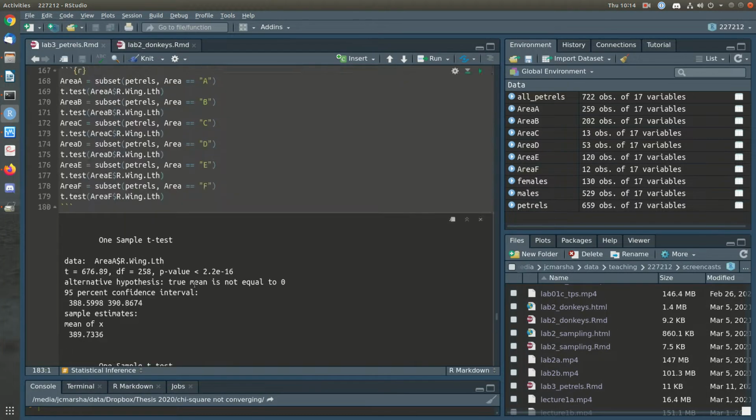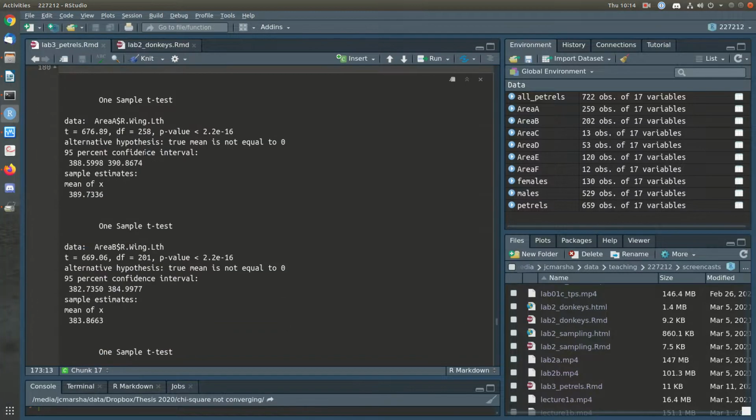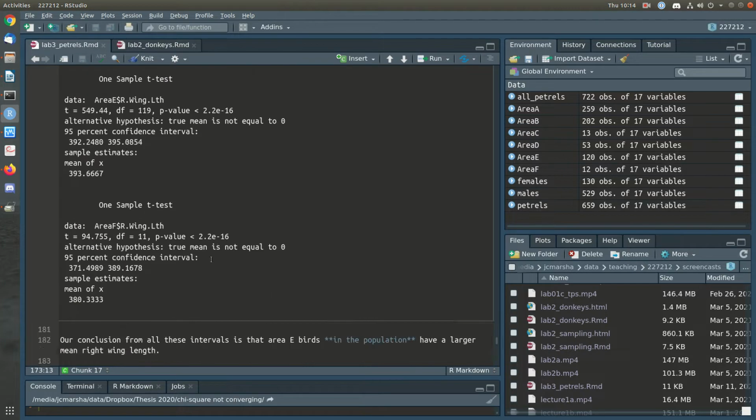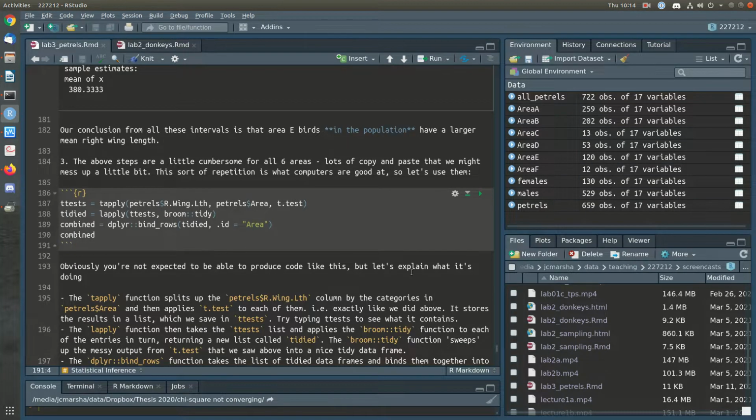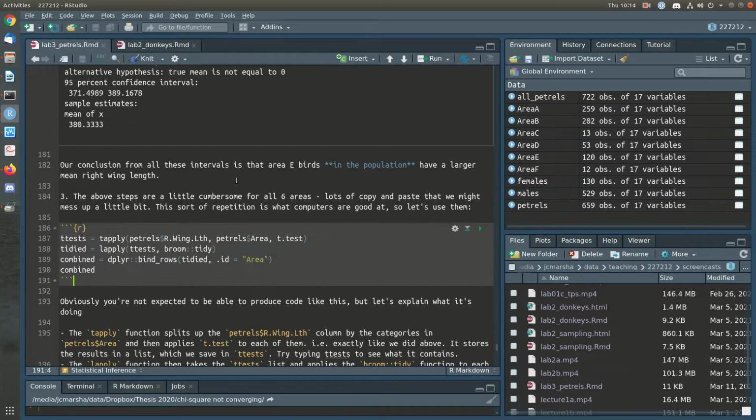Now this is a little bit cumbersome because we're copying and pasting code a whole bunch, 6 times over. And whenever we do that, there are a number of places where we could have made an error, right? We could have made a typo here, here, or here. There's lots of ways that could go wrong, and it's a little bit cumbersome to compare everything. So this next set of code is some fancy code in order to do all of the above in one step.